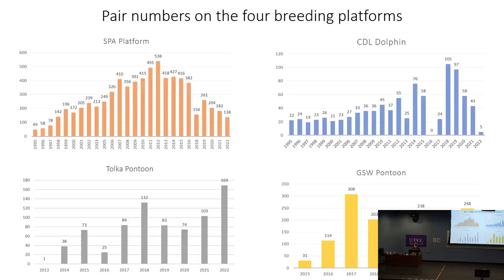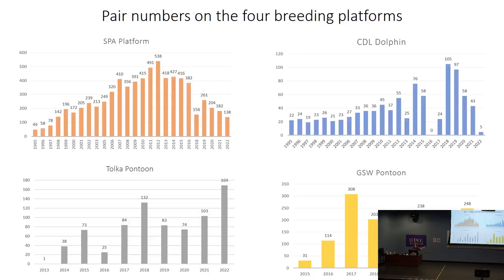CDL dolphin, like I was saying before, is the platform where Arctic terns mainly breed within the port. You can see in 2018 and 2019 that there's this big bump in numbers. That's common terns. So over the last number of years, common terns have started to outnumber Arctic terns on this platform in most years. So it's just a change. It used to be mostly Arctic terns with a couple of common terns. Now it's mostly common terns with a couple of Arctic terns.